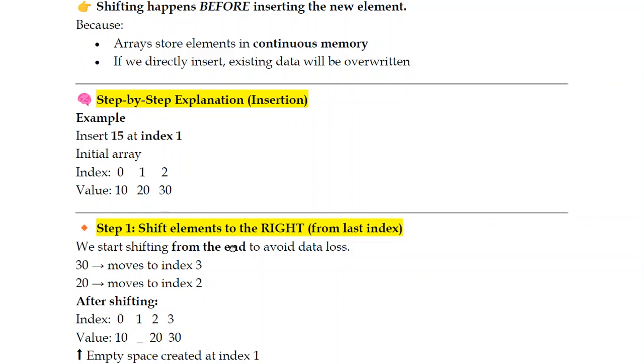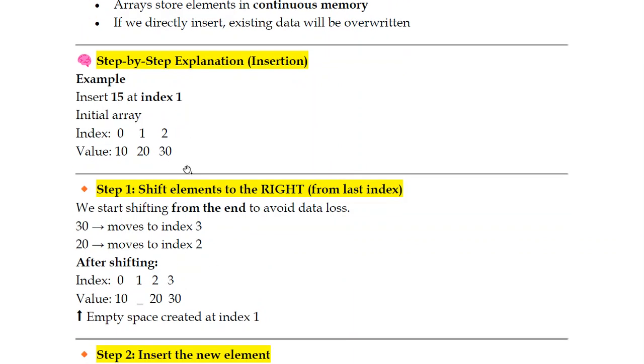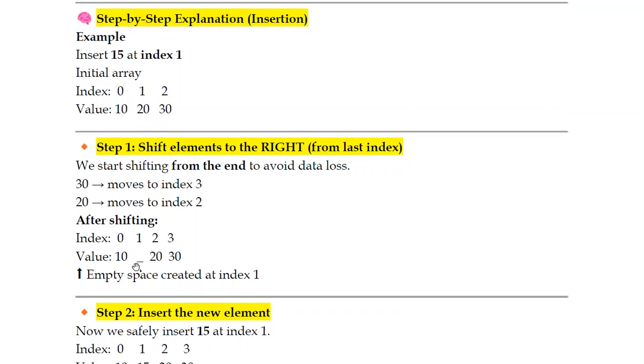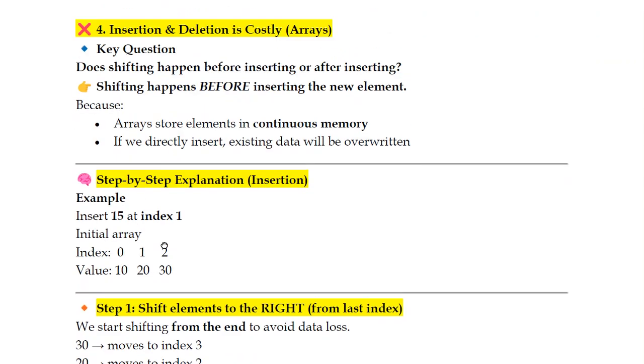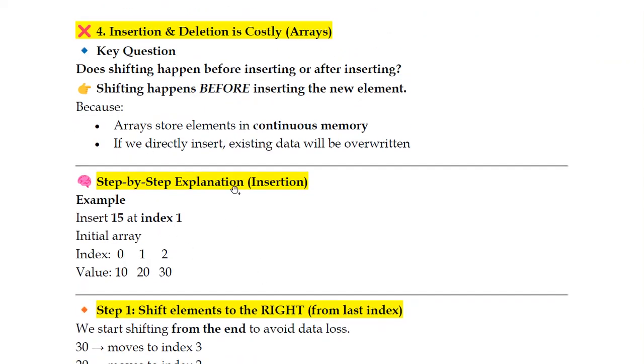So 30 will move on to the third index, 20 will move on to the second index. Here an empty space is waiting. After this, only the empty space is created at index 1. After this, 15 will be added here. So it takes more time. That is what they're telling: insertion and deletion are costly, it takes more time.